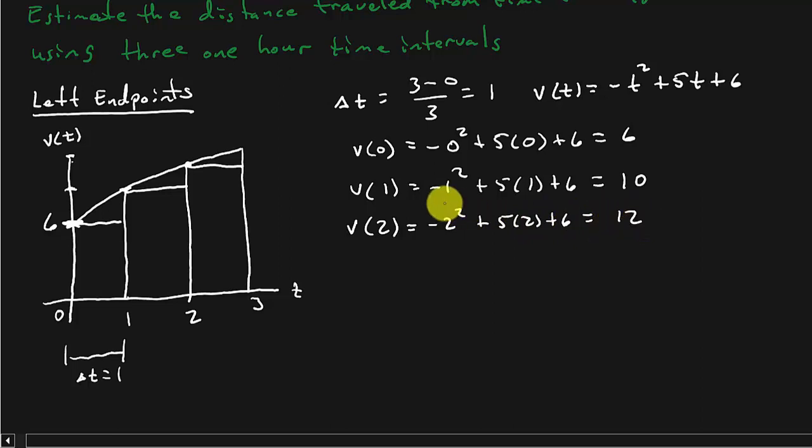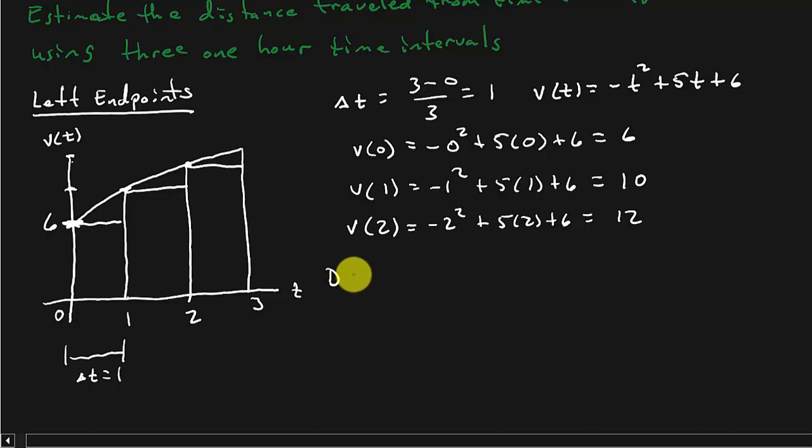Now don't mess up right here. This negative 1 squared is negative 1. The negative is not squared, just the 1 is. So 1 squared is 1, and then I've got the negative in front, so don't mess that up.